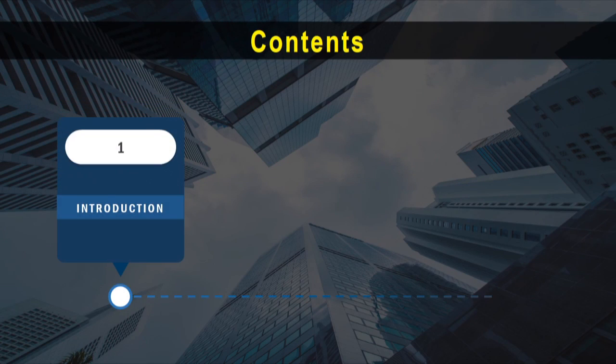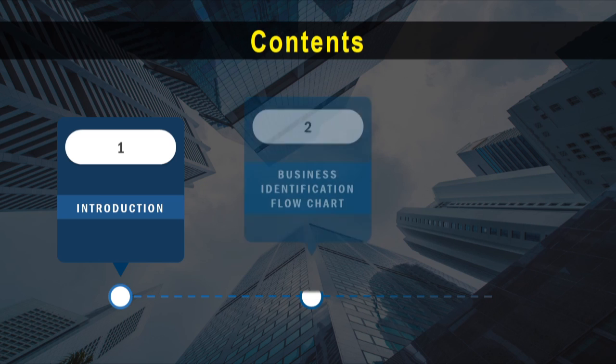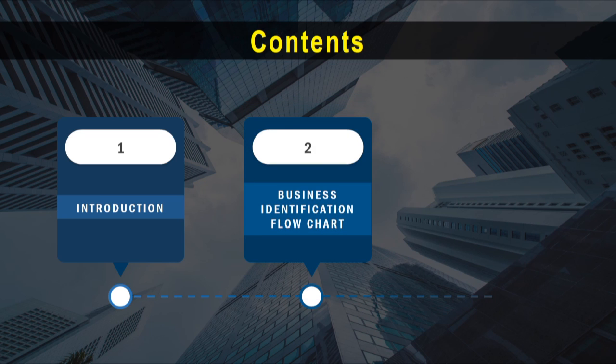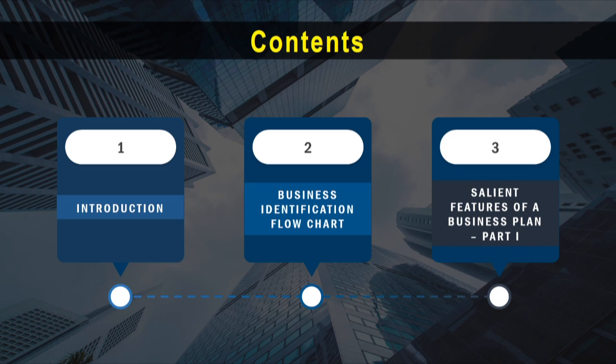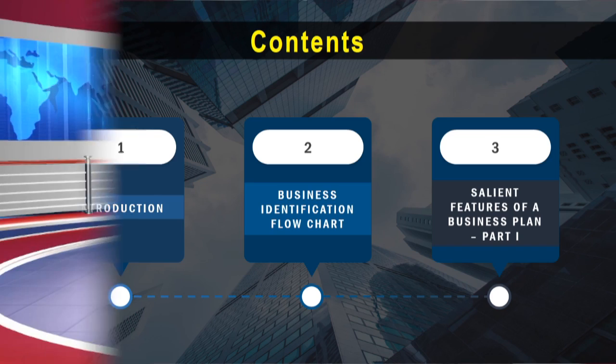The contents of my presentation: there is a brief introduction. Then we have this business identification flowchart. Then we shall be discussing the salient features of the business plan, part 1 in this video and part 2 in another video. So, in this video we shall be discussing the introduction regarding the business plan, then about the promoters, then about the project, about the location, infrastructure requirements and plant and machinery.